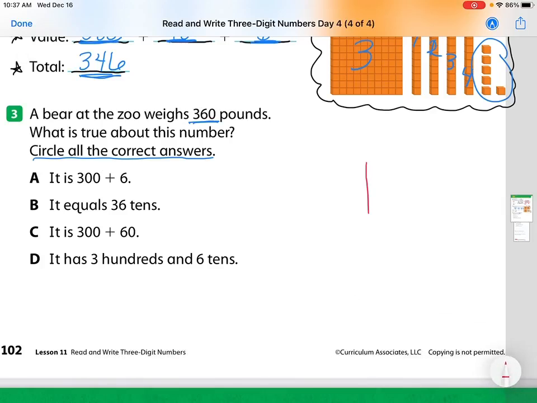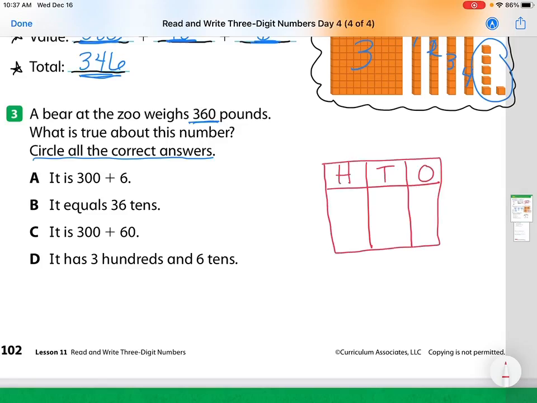Okay, so before you get started, why don't you write yourself a place value chart? Hundreds, tens, and ones. If you like to box it in with a big square, you can. You're going to take this number and plug it into your place value chart where it belongs. Then you're going to look at all our choices to see which ones are true or correct. I'll read them all to you.